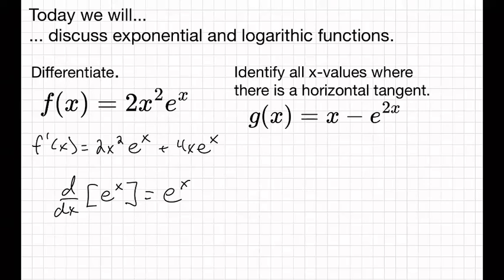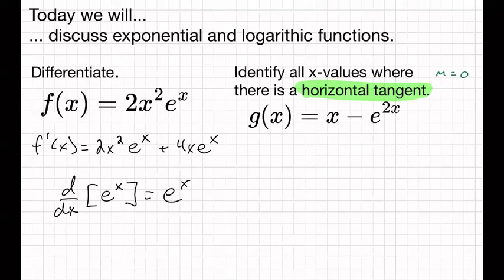All right, so moving on to the second one then, we have to deal with identifying all x values where there is a horizontal tangent. So what we're looking at here, when we see a horizontal tangent, we're thinking of slopes that are equal to 0. That's one thing you want to make sure of: when we say horizontal tangent, we're thinking of a slope that's equal to 0. Now, this isn't just any slope.